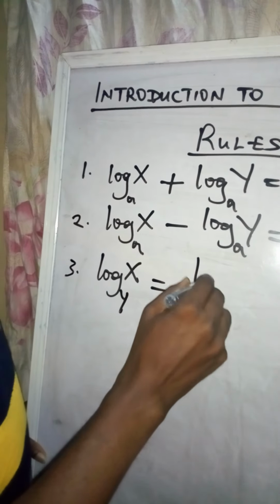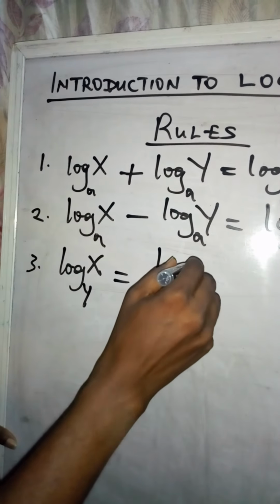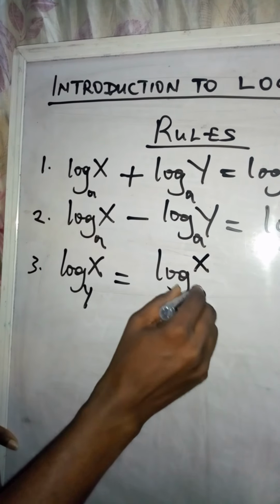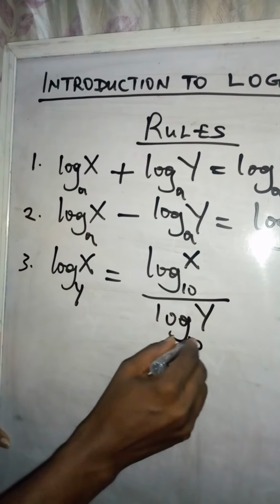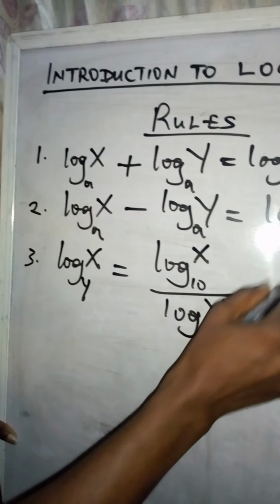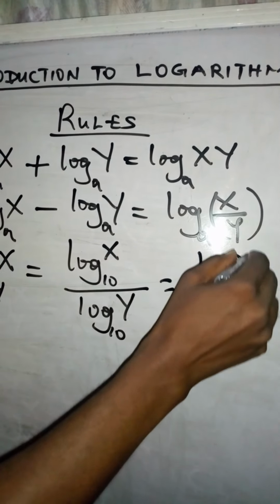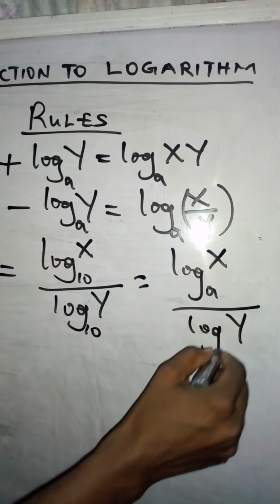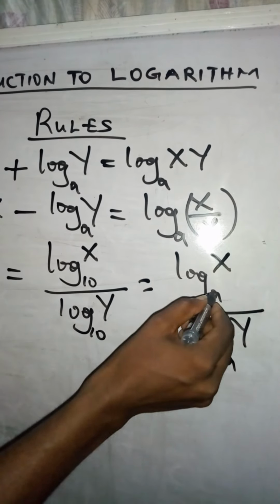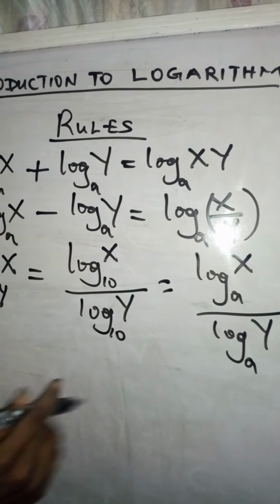Rule number 3, log x base y. You change the base of the logarithm, and we have log x base 10 divided by log y base 10. We can also have it as log x base a divided by log y base a, as long as the two bases are the same, are equal.